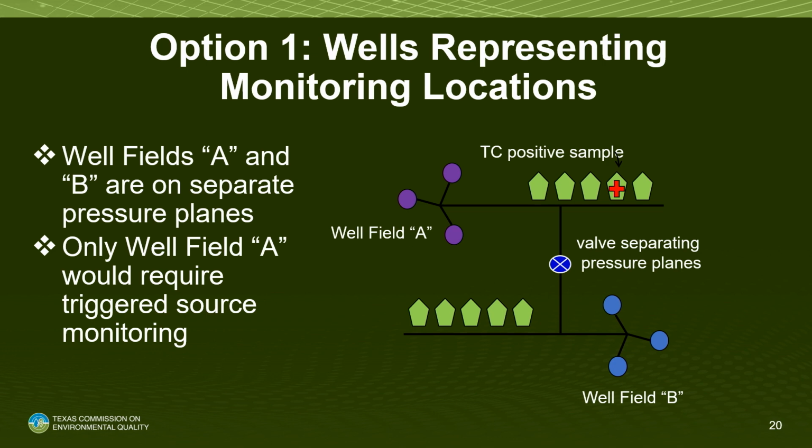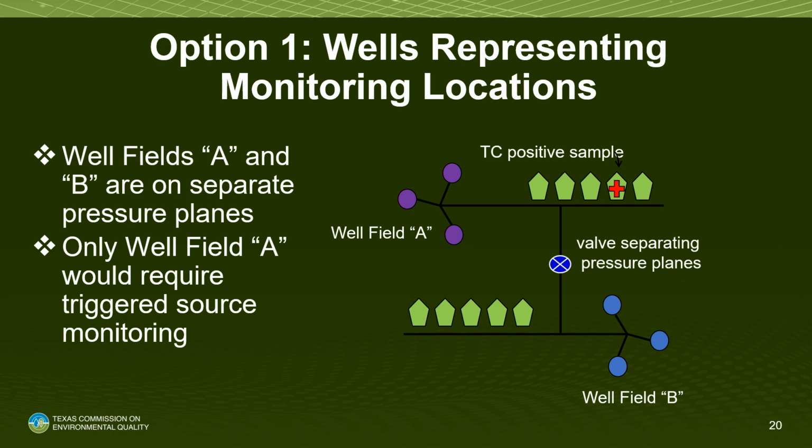So this is a case that's got a north pressure plane and a south pressure plane with a valve in between, 3 wells on each plane, and you can see there are 5 sample points on each plane. So if you get a positive up in the north plane where that red cross is, and you have this trigger source monitoring plan, you're only going to have to do 3 well samples instead of 6, basically.